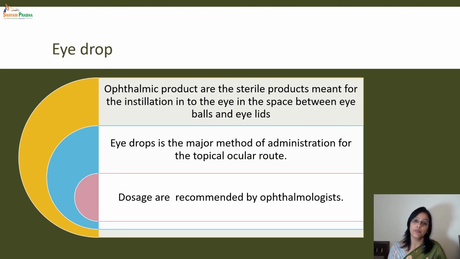Okay, next moving to the eye drop. It has to be instilled into the eye in the space between the eyelid and eyeball. These ophthalmic products are sterile products. Eye drop is the major method of administration for the topical ocular route, so it is the most important formulation to be administered through the eye.